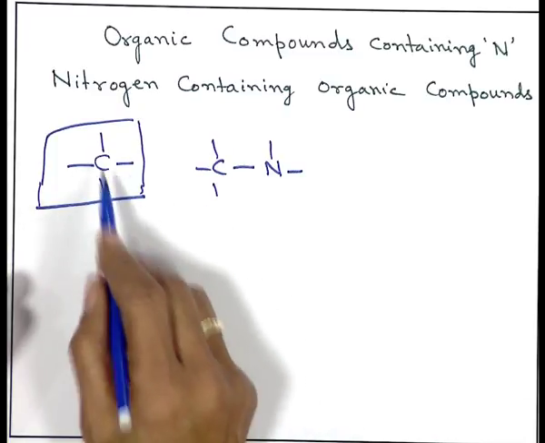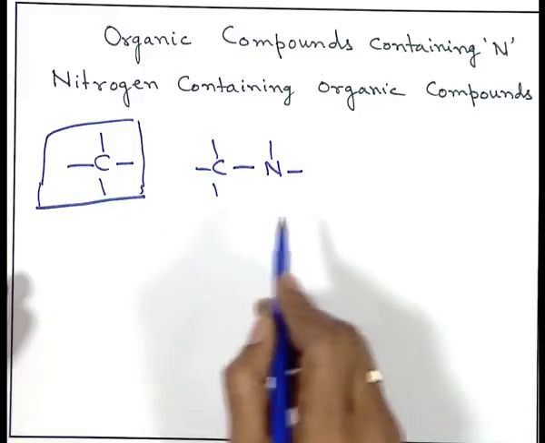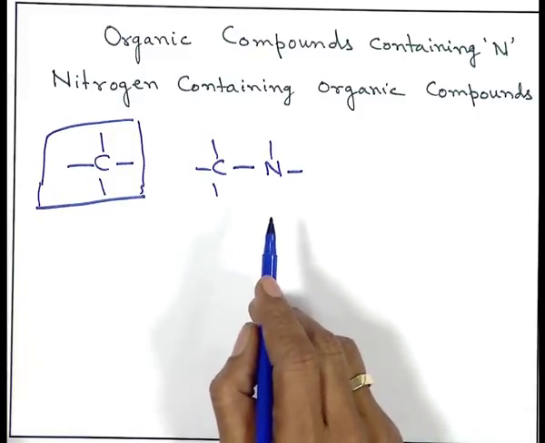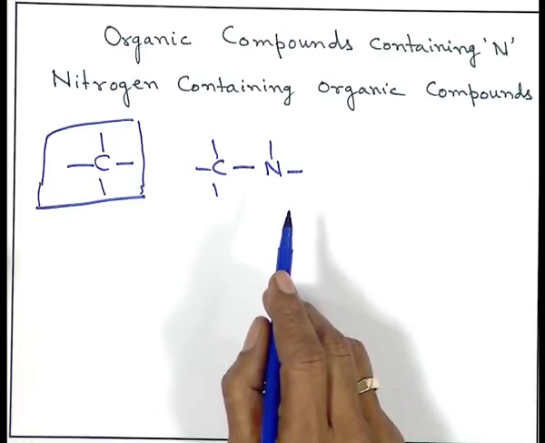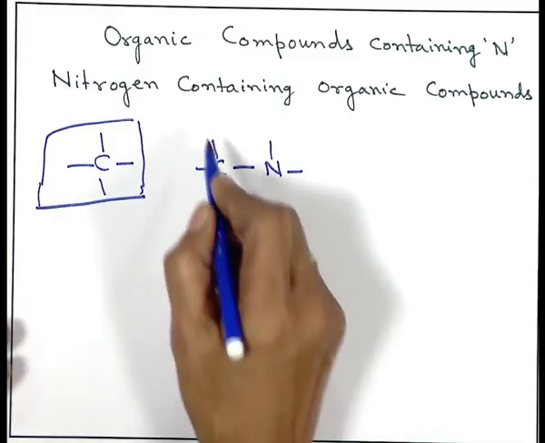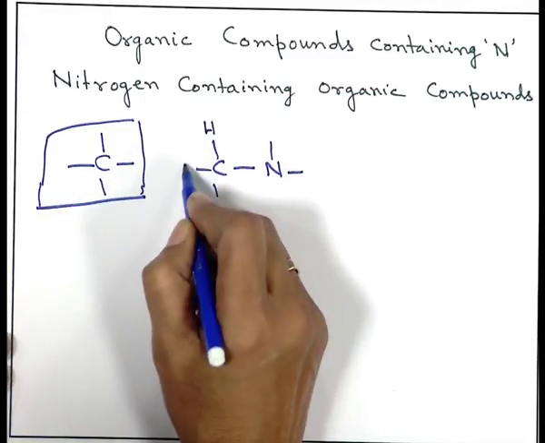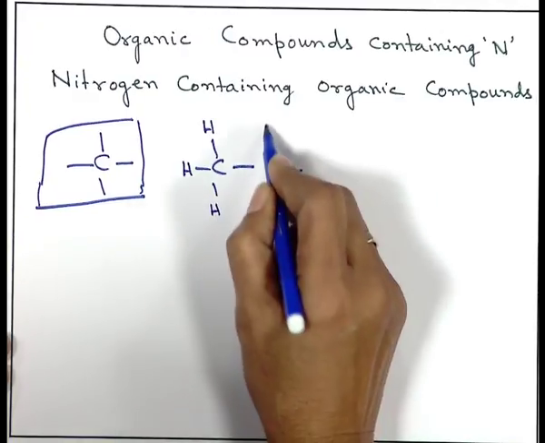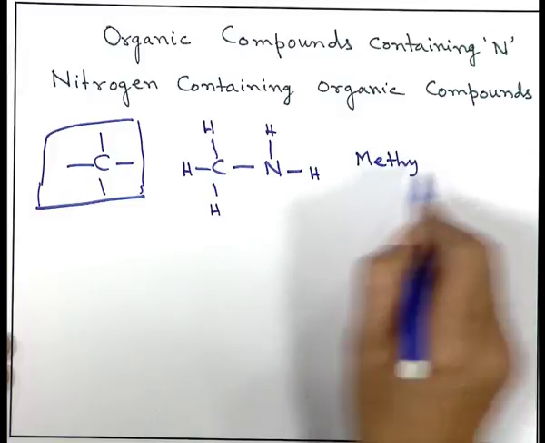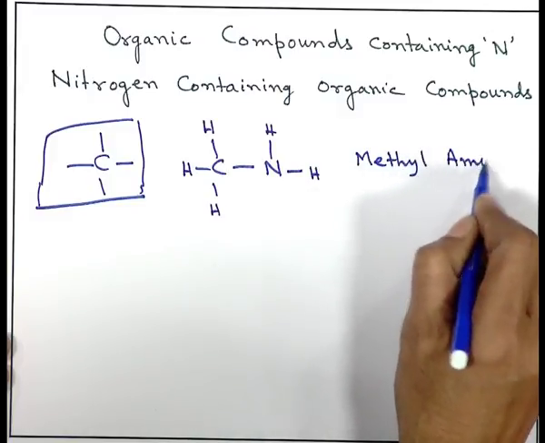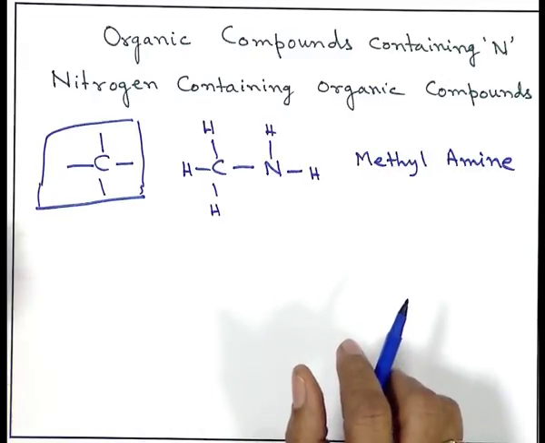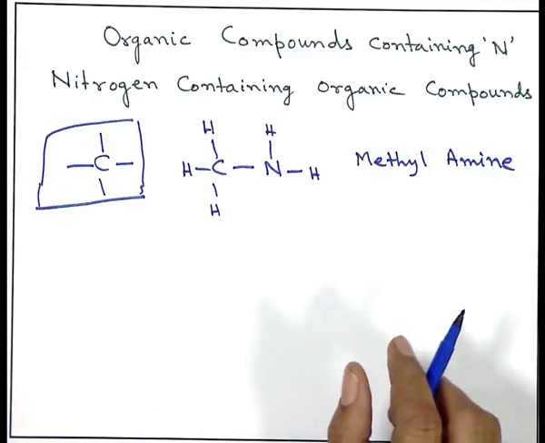I have shown tetravalent carbon and I have attached it with a nitrogen atom, and we know carbon is tetravalent, nitrogen is trivalent. So, if you now satisfy the valencies with some substituents like hydrogen, the simplest one, the compound you end up with is methylamine. This is the simplest carbon nitrogen containing compound, methylamine.